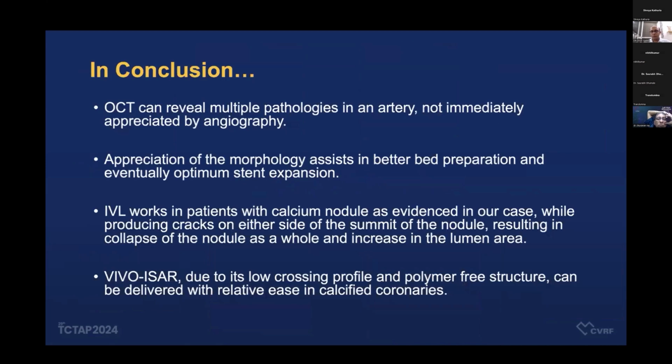So in conclusion, OCT can reveal multiple pathologies in an artery, and appreciation of morphology is important for better preparation and optimum stent expansion. IVL works in patients with a nodule, as evident in our case, while producing cracks on either side of the summit of the nodule, resulting in collapse of the nodule as a whole and increase in the lumen area. Vivo ISR, due to its low crossing profile and polymer-free structure, can be delivered with relative ease in calcified coronaries. Thank you.